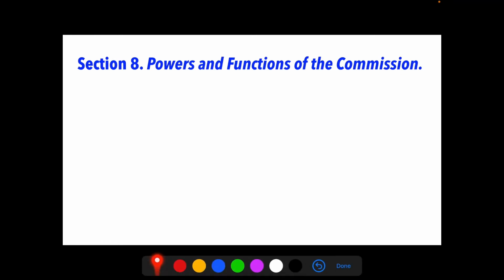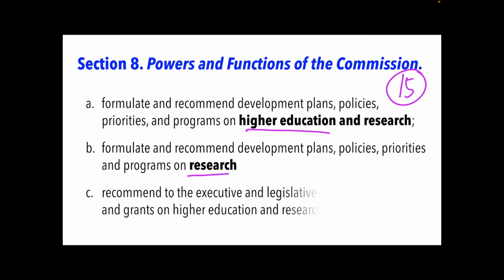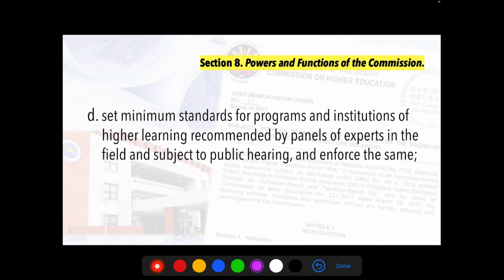So you have to take note that all in all, there are 15 powers and functions of the Commission as stipulated in RA 7722. So the Commission shall have the following powers and functions: formulate and recommend development plans, policies, priorities, and programs on higher education and on research. Recommend to the executive and legislative branches priorities and grants on higher education and research. Also, set minimum standards for programs and institutions of higher learning recommended by panels of experts in the fields and subject to public hearing, and enforce the same.